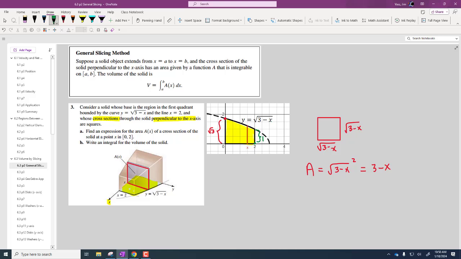At x equals 2, we get a 1. That's the one closest to us. So the green square right here, that is generated from that.